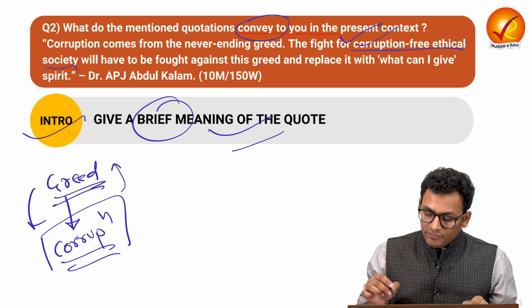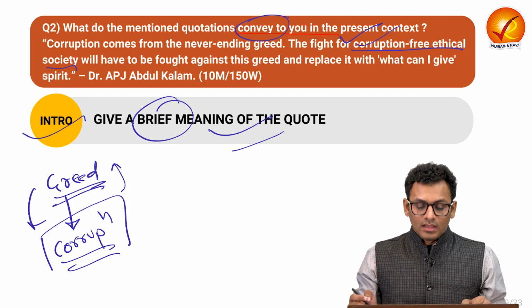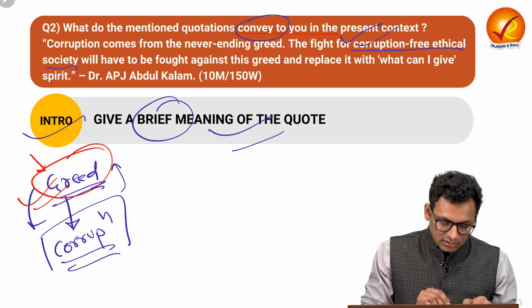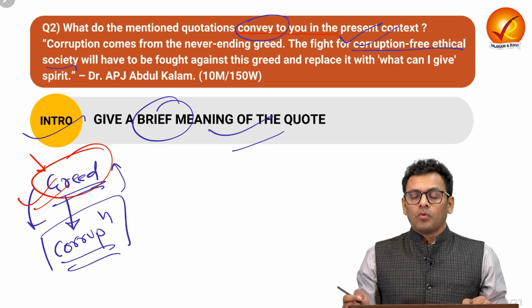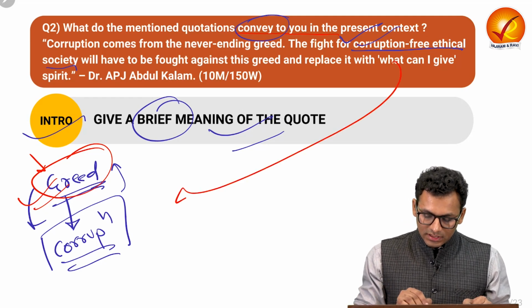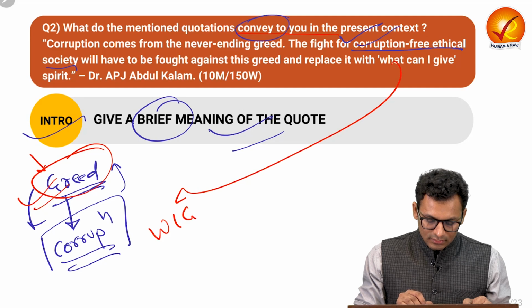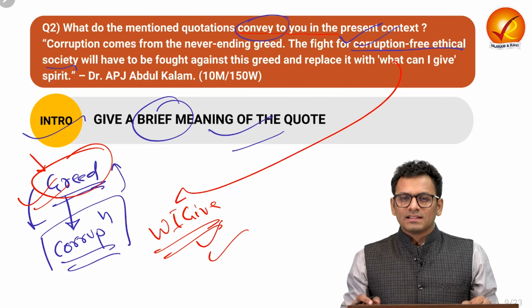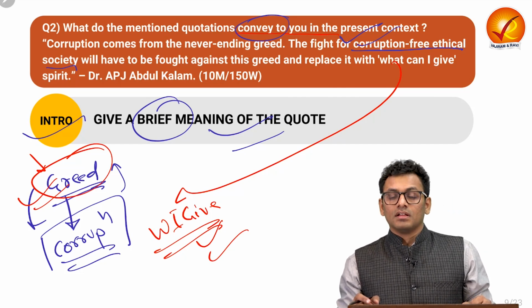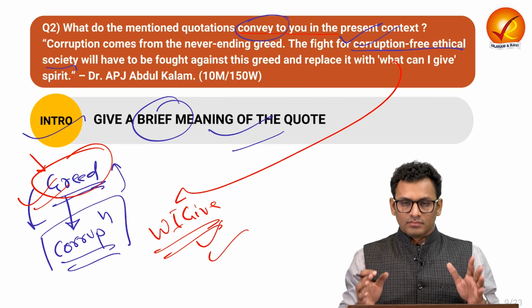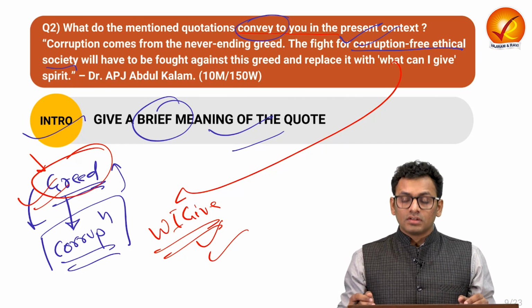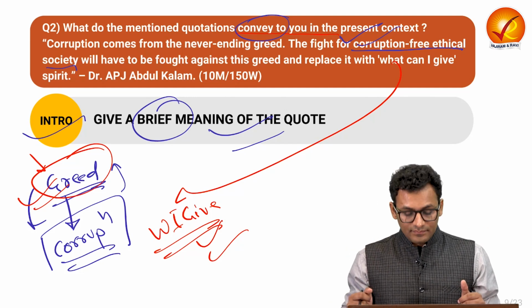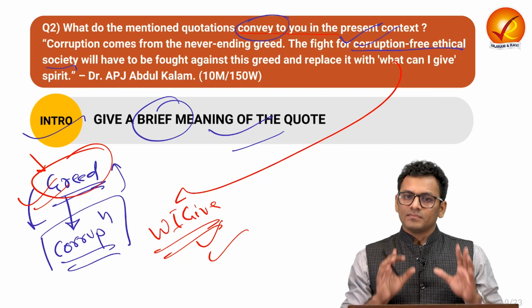Now, for a corruption-free ethical society, we have to fight against this factor, the value of greed, and that can only be fought when we inculcate the spirit of what can I give, right? So over here, we are looking at a certain kind of proactiveness from people where their attitude shift is visible such that they show the spirit of giving rather than just taking, which is an aspect of greed. So this is something in brief you can explain in the introduction.